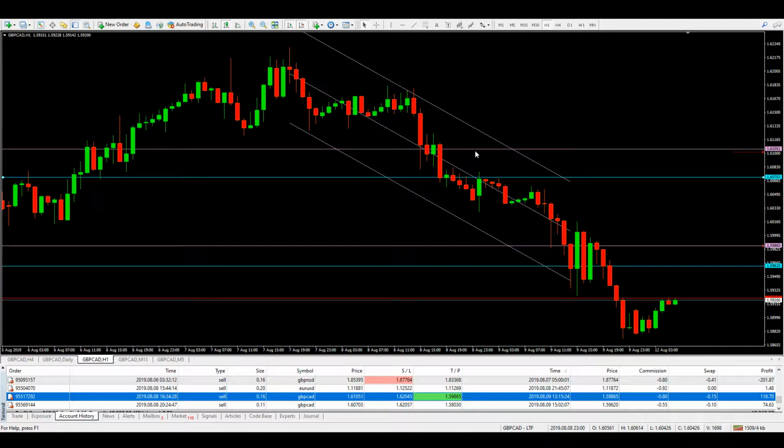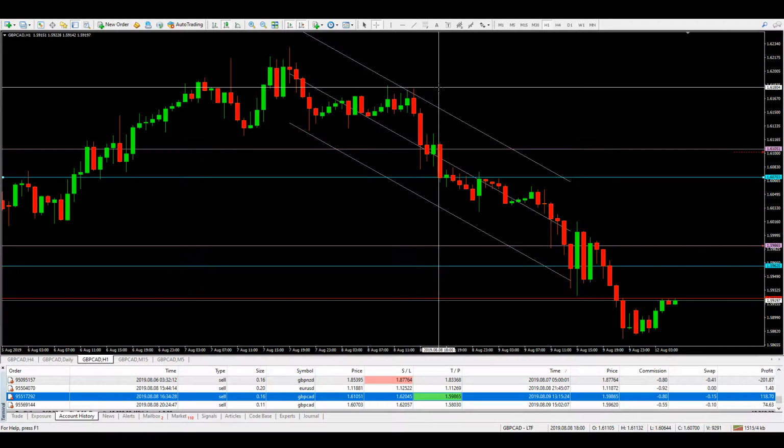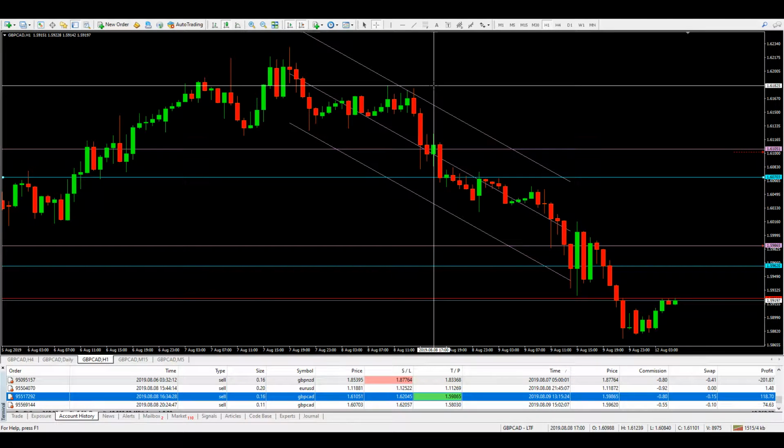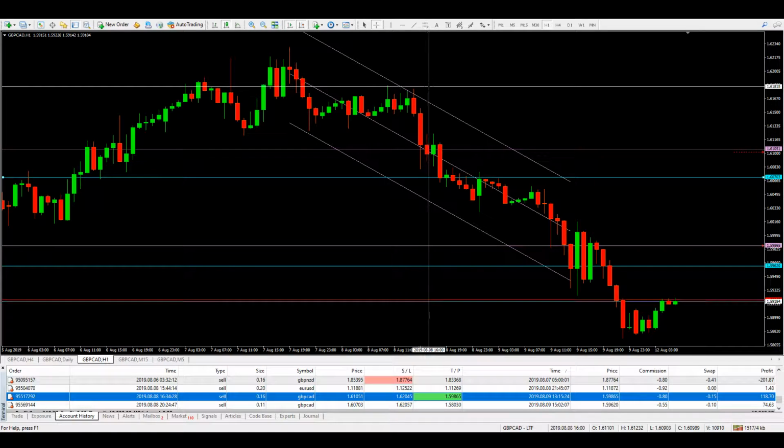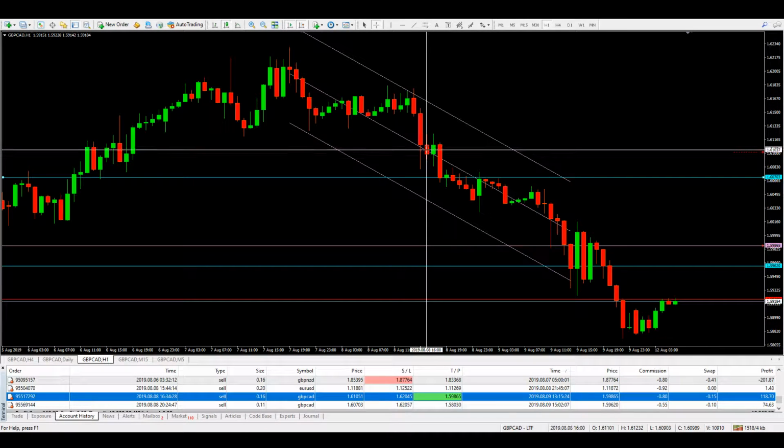So the first position I got in here, and it was around what was the time and date? I think it was on this candle here, 16:34. So yeah, it's around about this candle here I got in on the first position, and we can see on the Friday I got out here.